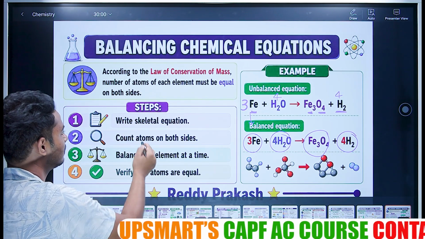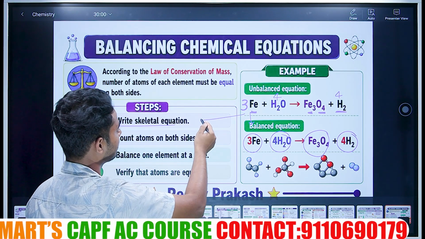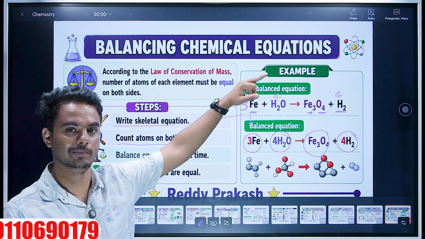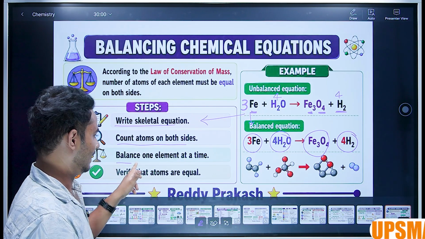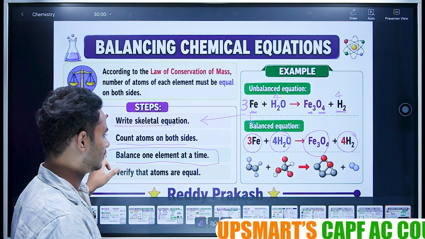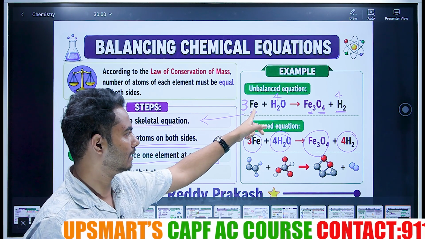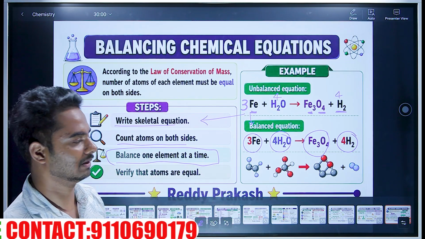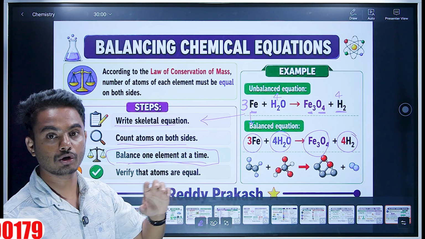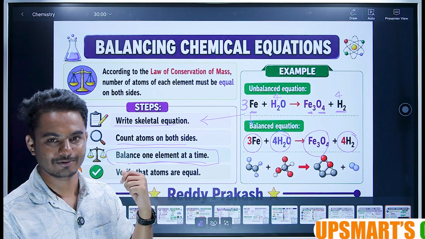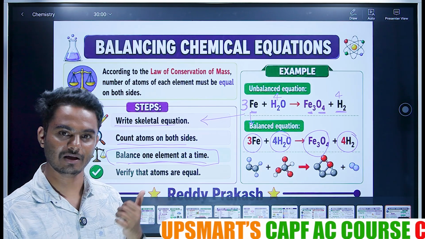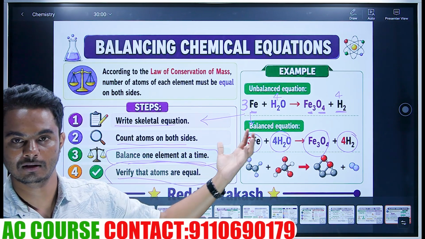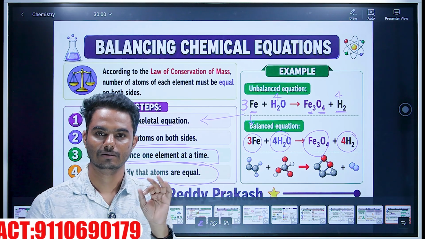Now, the steps are, we should write the skeletal equation. This is the skeletal equation. Next is count the atoms. As I did, how many iron, counting the atoms. Next, balance one element at a time. If there is 1 iron, we should have 3 iron. I am balancing it by multiplying this by 3. Balance one element at a time, not everything at a time. Don't be over smart. Just be smart with UpSmart. Okay. Next is verify that atoms are equal at the end. Easy. Balancing is very easy.